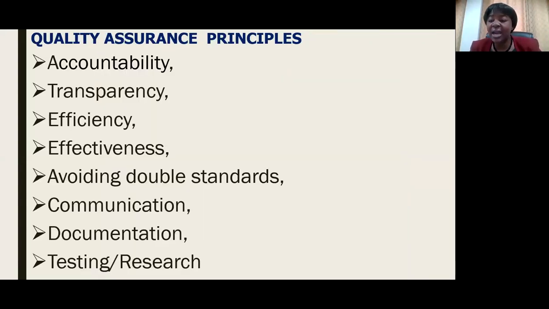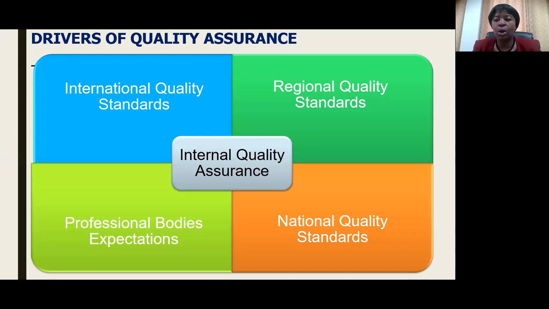What are the other quality assurance principles we need to take care of? Accountability, transparency, efficiency, effectiveness, avoiding double standards, communication, documentation, testing, and research. I think these are part of the things that carried Valley View University to a successful achievement and goal.